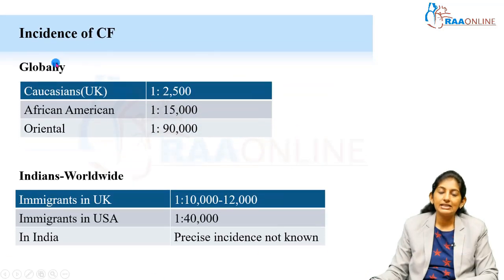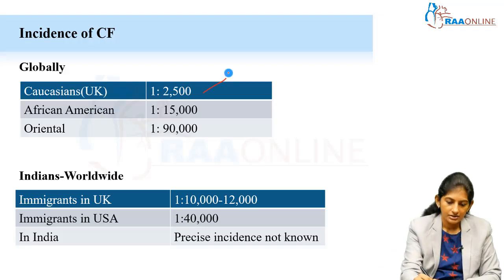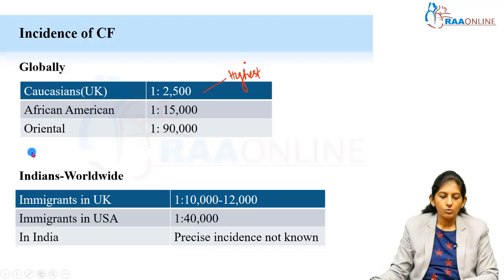Coming to the incidence of cystic fibrosis, it actually varies. It is highest in Caucasians, at about 1 in 2500. In Indians, there are mostly no Indian studies, but the studies which have included Indians are mostly on NRIs in the UK and USA. The incidence is between 1 in 10,000 and 1 in 40,000, and it is low. The lowest incidence is in the Oriental population, around 1 in 90,000. In India, the precise incidence is not known.